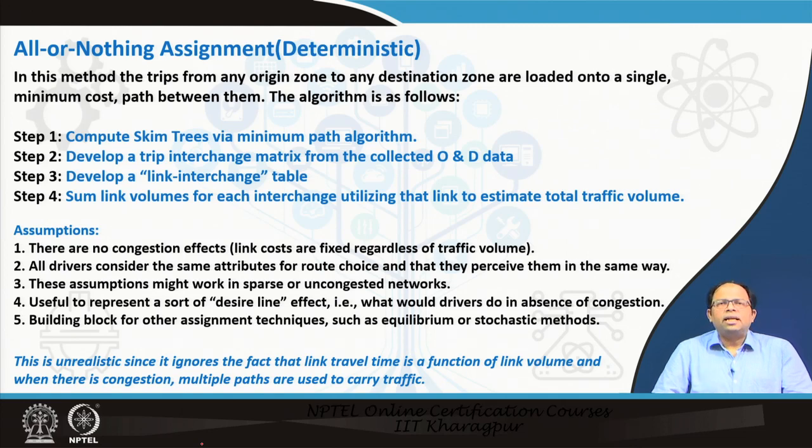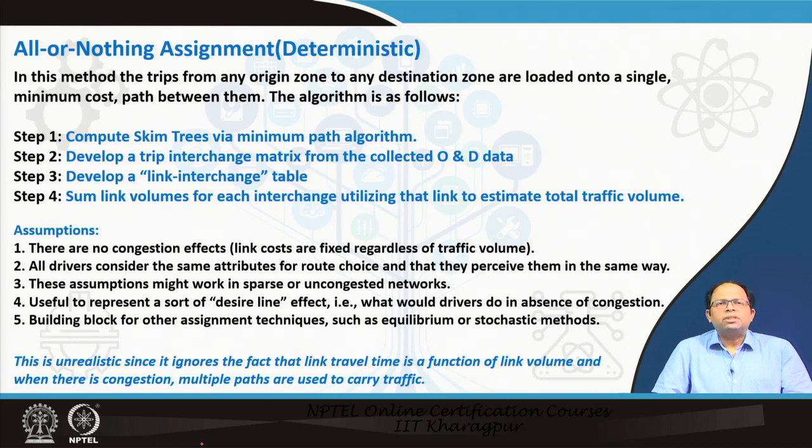So, this actually helps us to determine a sort of a desire line effect. That means what would drivers do in the absence of congestion, and this actually gives us an idea where to invest, maybe. So, that is one way to think about it. And building blocks for other assignment techniques such as equilibrium or stochastic methods actually start from this particular technique. That means once we know this technique, then automatically we can gradually modify it into other techniques such as equilibrium or stochastic methods.